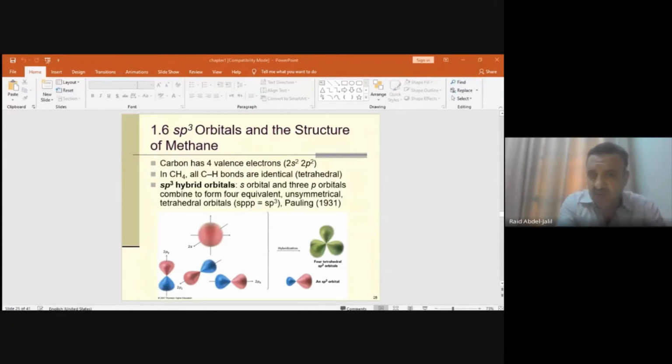Therefore, just check here the valence electrons of carbon. We have 2s2, we have 2p2. From the electronic configuration, in the ground state of carbon, the total number of bonds carbon can make is only 2. It cannot make more than 2 as such, isn't it? Do you follow me?